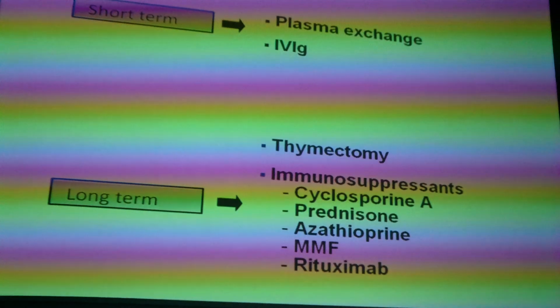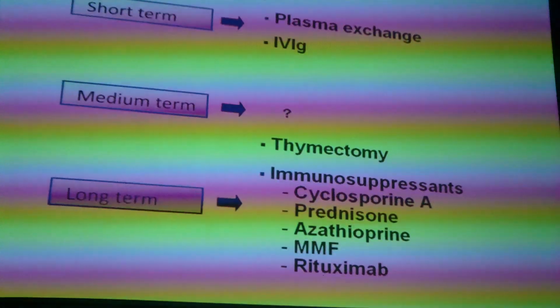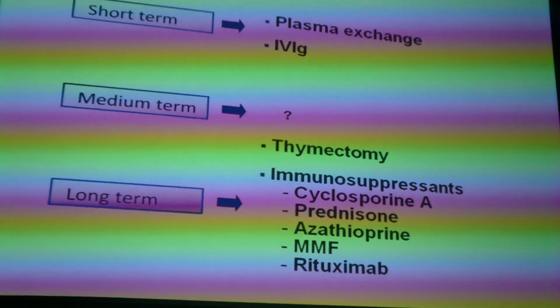So we were looking for something that might be working in between. And we came up with a small molecule to kill plasma cells. This is a kind of immune cell.